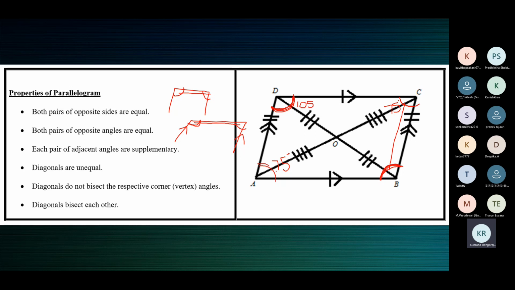Or you can also use angle A plus angle B is equal to 180. See, in a parallelogram, angle A plus angle B is 180. Angle B plus angle C is 180. Angle C plus angle D is 180. Angle D plus angle A is 180. We have 4 pairs of adjacent angles that are supplementary. So this is about angles.